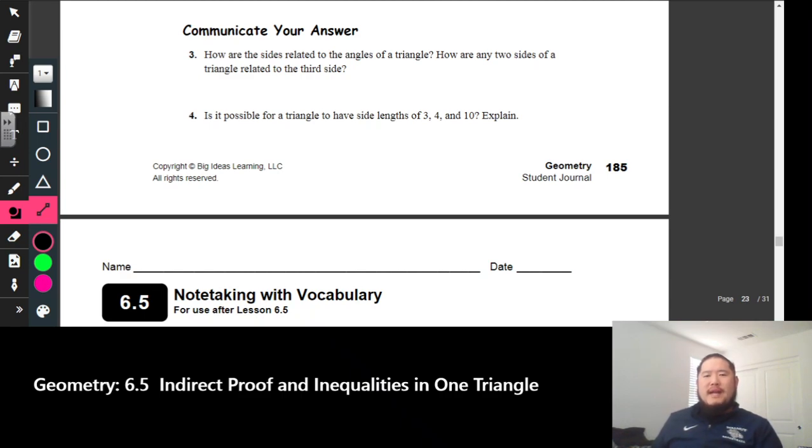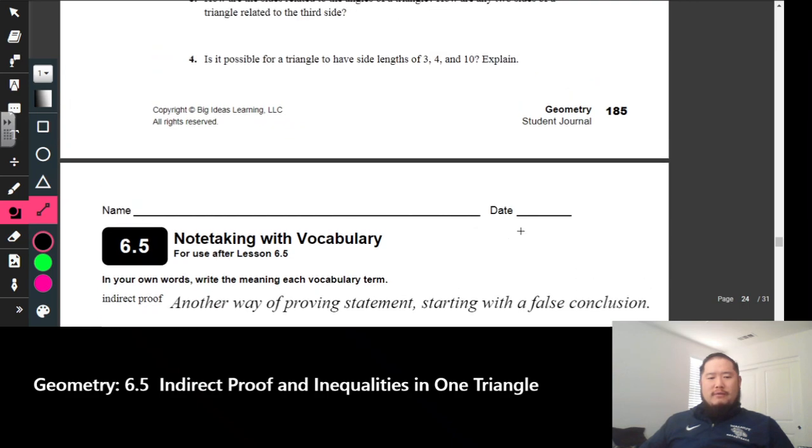All right, today we're going to take a look at section 6.5, indirect proof and inequalities of one triangle. All right, so what is an indirect proof? That's what we'll start off with. And right here we have our definition, which is another way of proving a statement starting with a false conclusion.